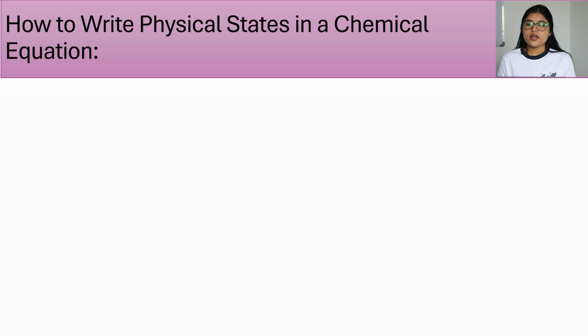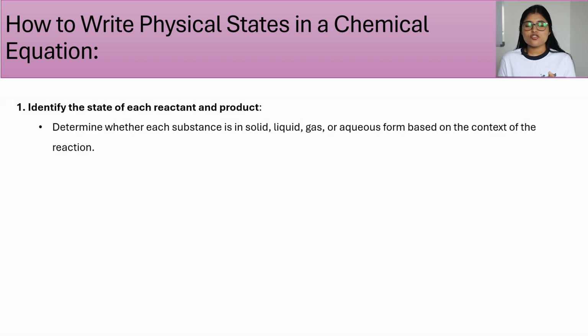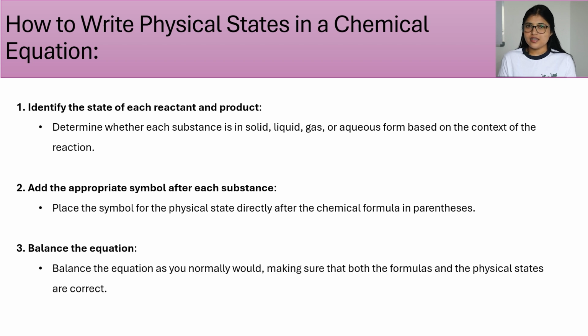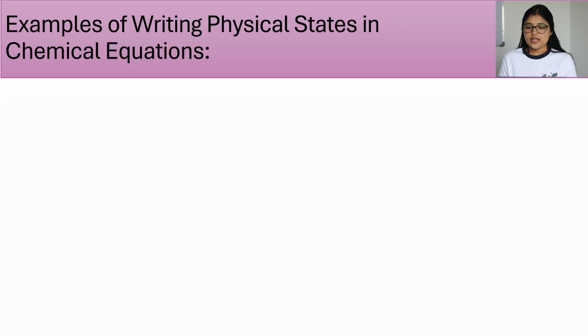Now let's take a look at how to assign these physical states in a chemical reaction. The first step is to identify each reactant and product and in what state they are. The second step is to assign the symbols to each of these substances. And the third step is to balance the equation. Let's take a look at an example.